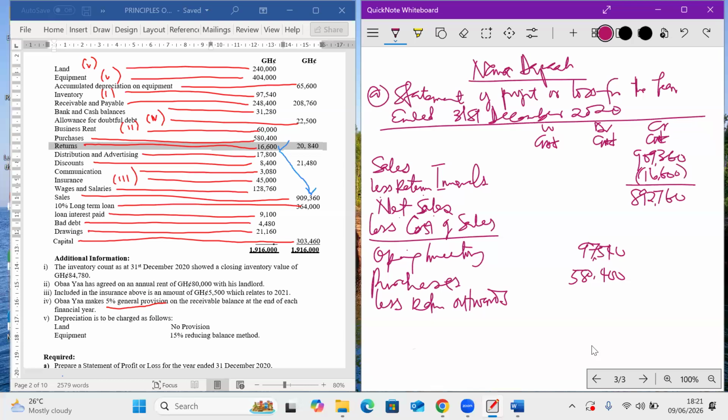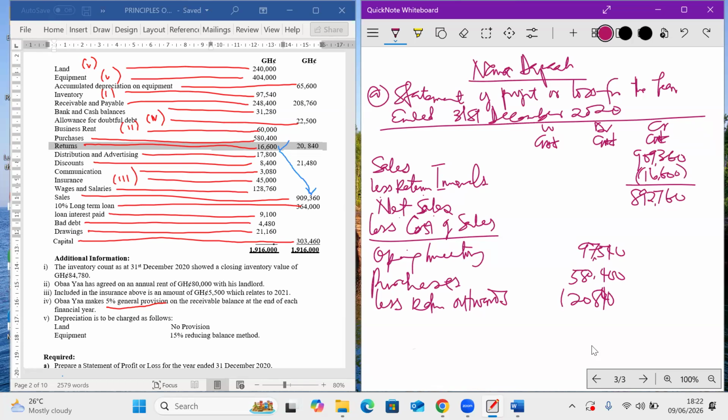Do you get it? Yes, sir. So what's the return outwards? 2,840. You less it, so you subtract. Are you good? Yes, sir.